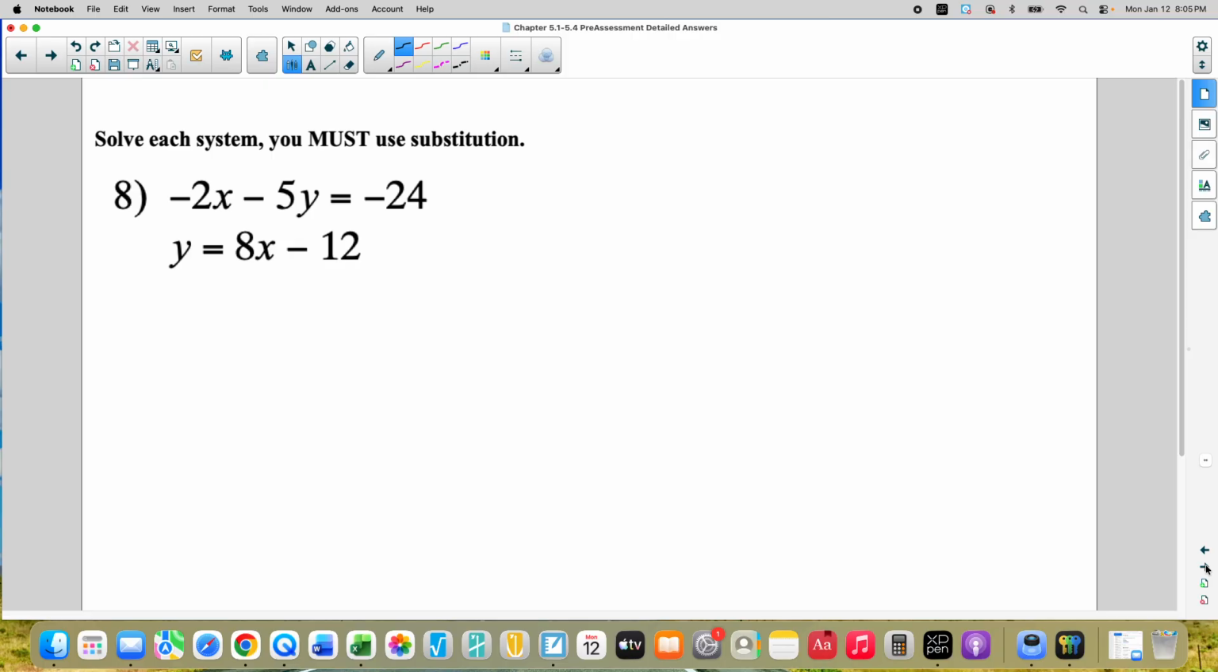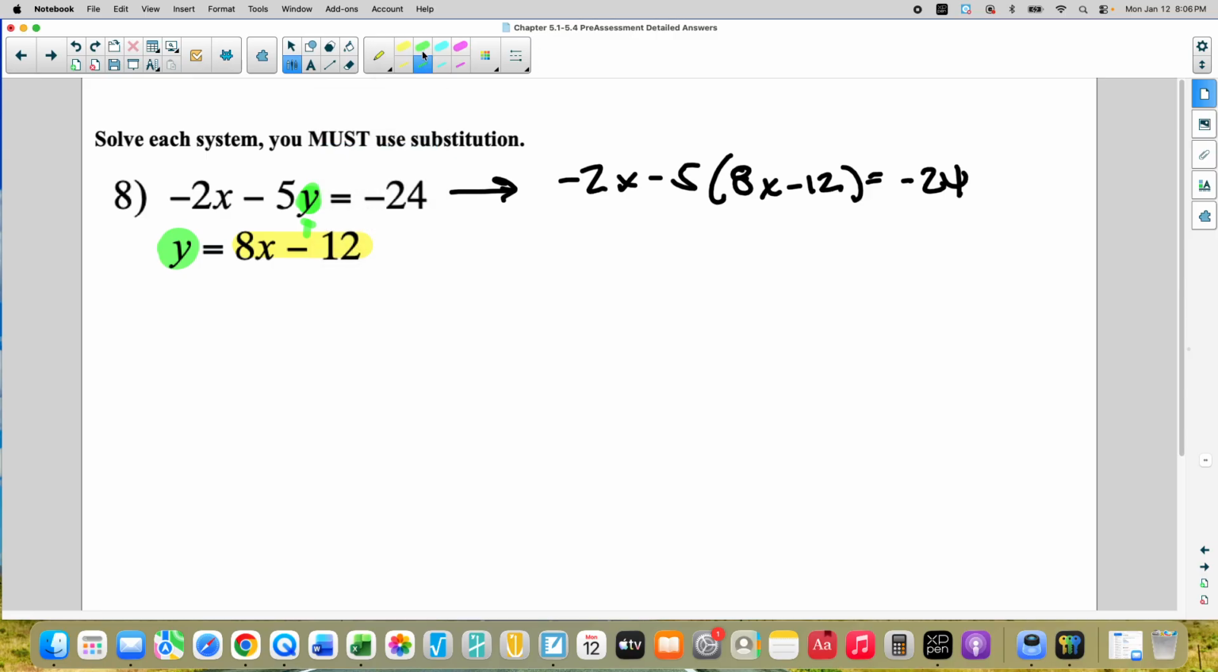All right, here we go. Substitution. We're looking for the variable that is isolated. We have y that is isolated in terms of x. So we're going to substitute that value in for y, where we see y. So we will replace it. Instead of writing negative 2x minus 5 times y, we're going to substitute 8x minus 12 in for y. And let's see if Mr. Mac cannot make a mistake on this one. I'm going to try my hardest to pay attention to all of this.